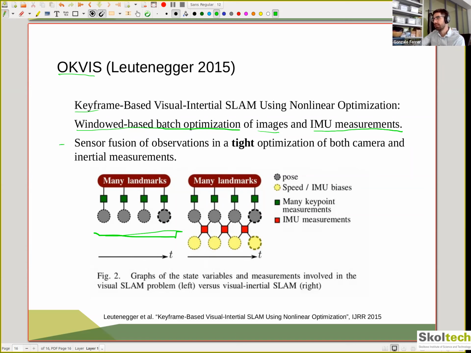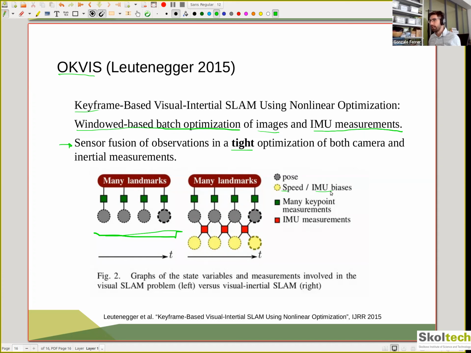But what they were proposing is a method for sensor fusion in a tight optimization. That is, they were optimizing everything together. It's not that you take the IMU, you take this observation, and then you do optimization of images. No, everything is happening simultaneously. At the same time, they are estimating speed, biases, and poses, so that all things are happening in the same optimization process. So this has advantages, because if not, you need to reevaluate IMU measurements.